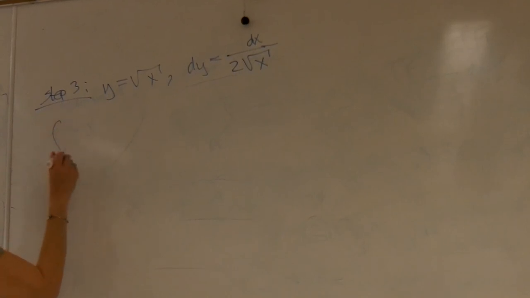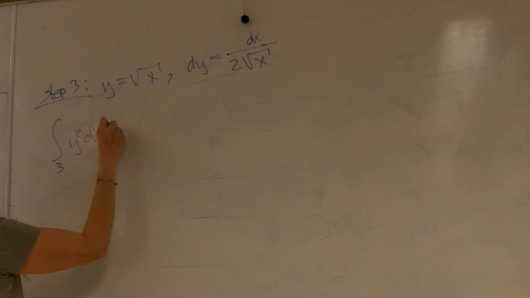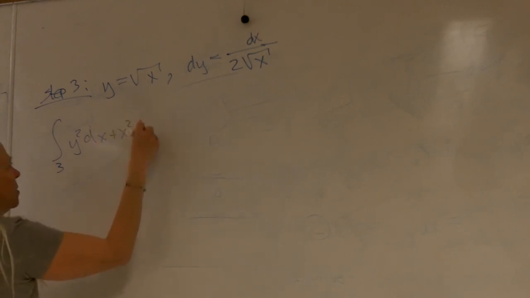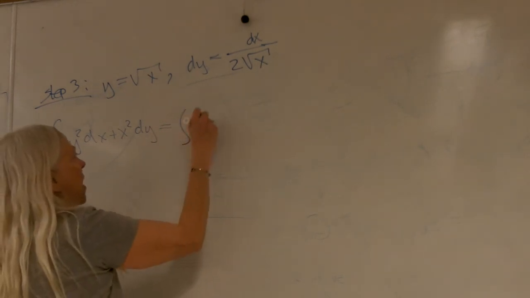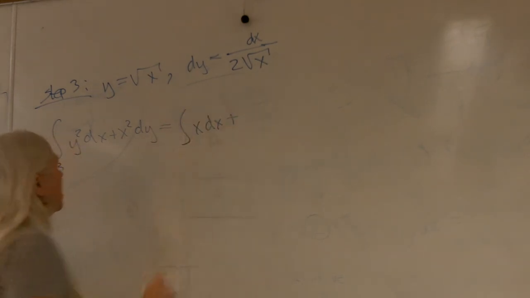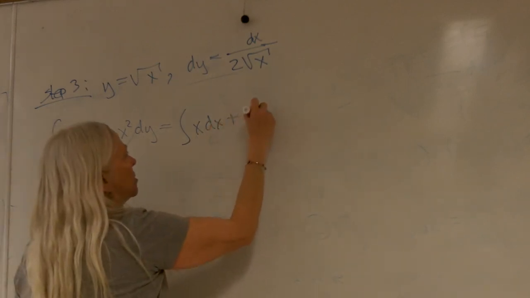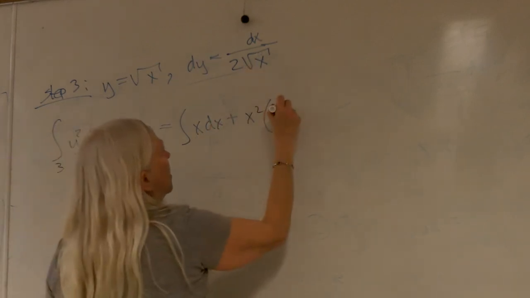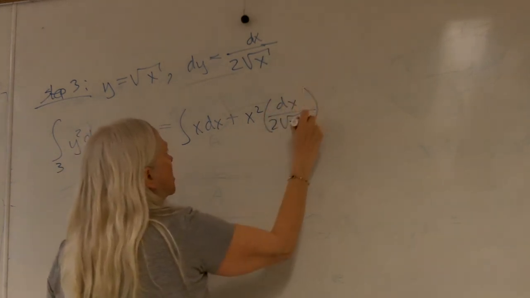So step three, the integral of y squared dx plus x squared dy. Let's substitute for y right here, right? So y squared will be x. So that first term is just x dx. And the second term, let's leave the x squared alone, but substitute for the dy. That's dx over 2 times the square root of x.